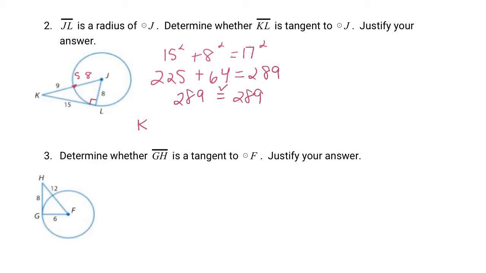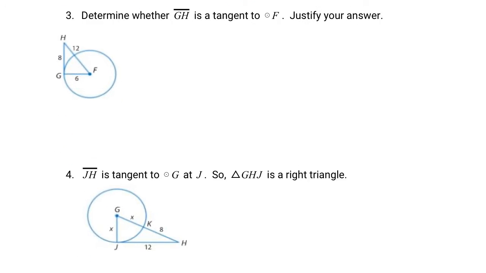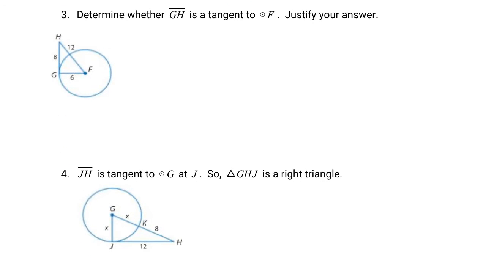So line KL is tangent to circle J. All right, try the next one on your own. I hope you can keep from making the mistakes that I did. All right, let's move on down here. We want to know if JH is tangent to F. So that means we have this circle.